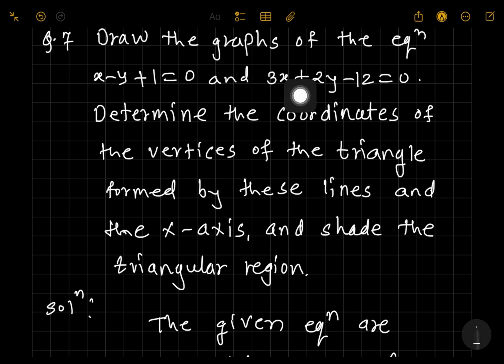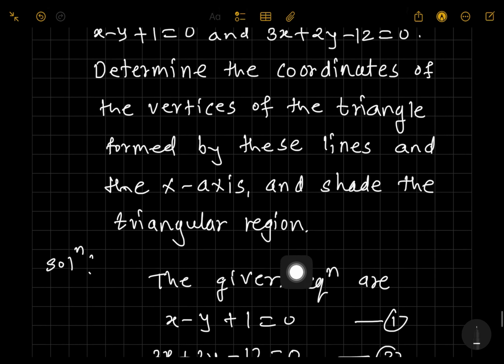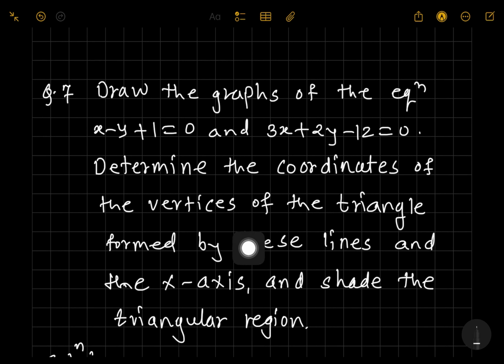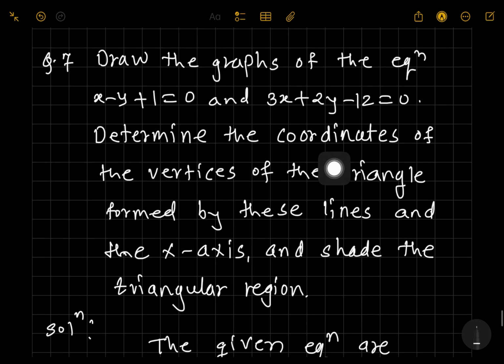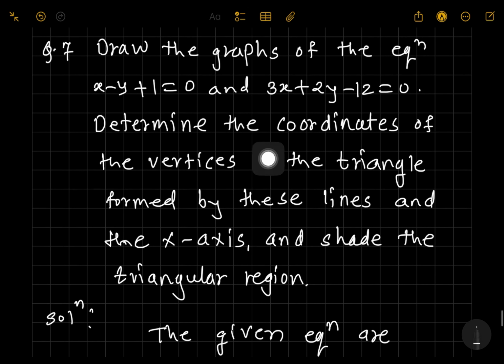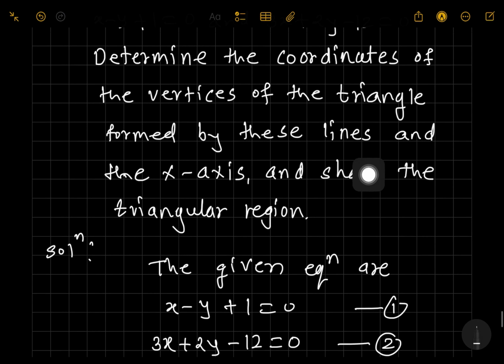Two lines are given, we have to draw the graph and determine the coordinates of the vertices of the triangle. We will get the triangle formed by the lines and the x-axis and shade the triangular region. Now we'll see the given equations. First, the simple thing is two lines are given, and we know how to draw the graph. Find out the points and draw the graph, and then we will see what to do.